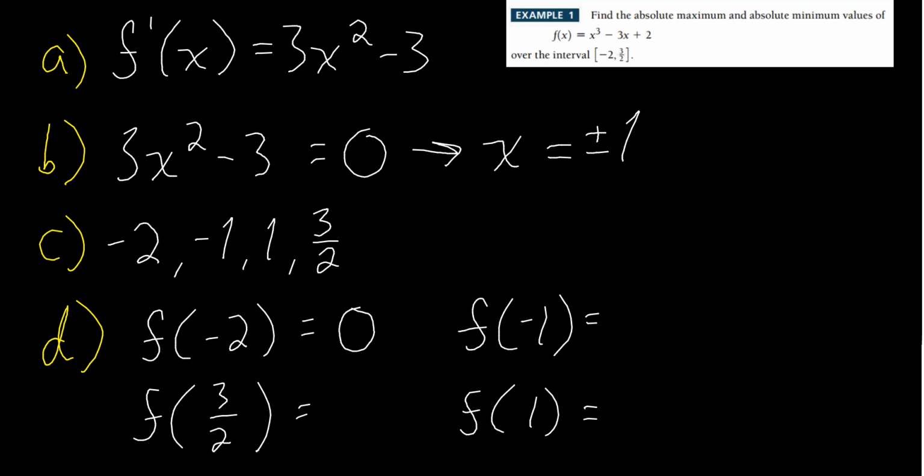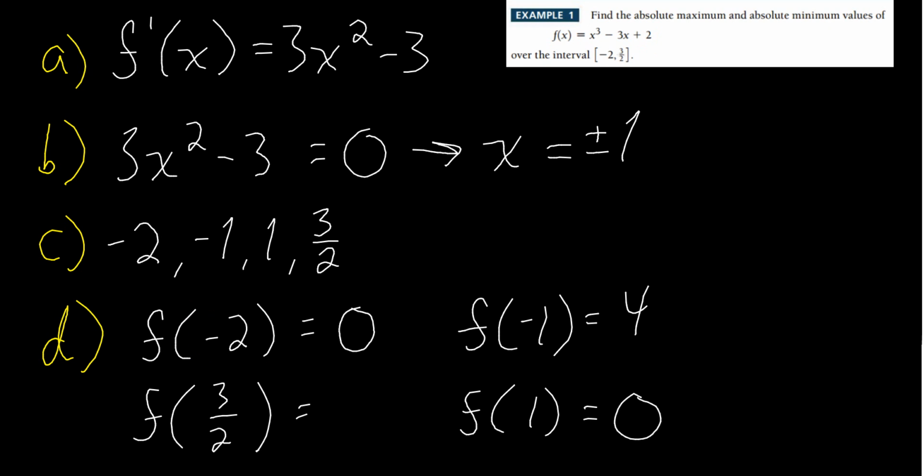All right, let's not deal with 3 halves just yet, okay? F of negative 1: negative 1 cubed is negative 1, minus 3 times a negative 1 is plus 3, so negative 1 plus 3, and then plus 2, so we end up with a positive 4. F of 1: 1 cubed is 1, minus 3 plus 2, that's 1 minus 3, so it's going to be 0.